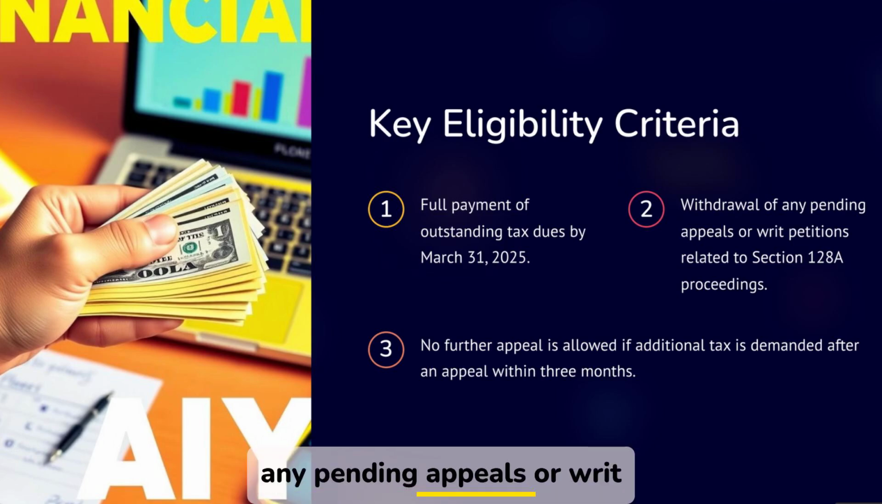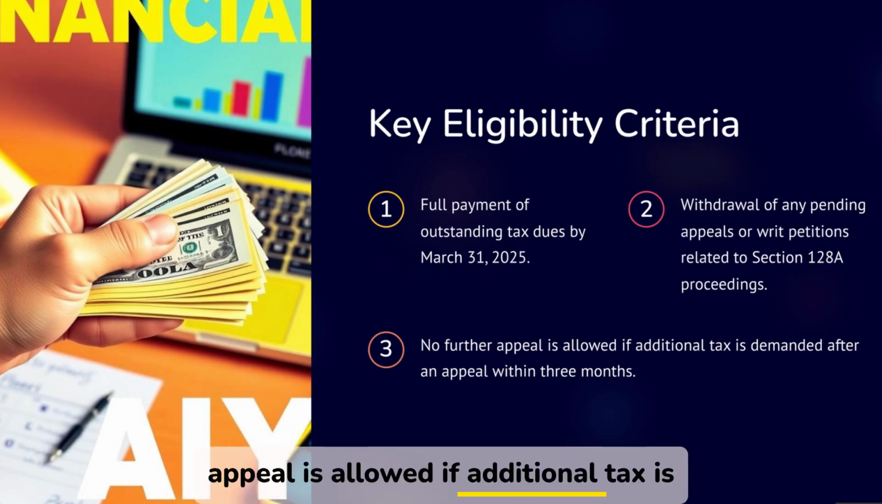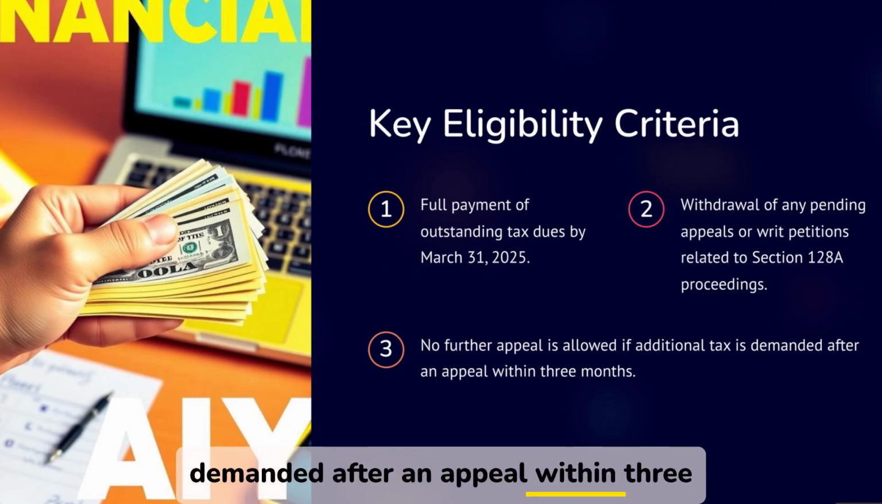Key eligibility criteria: full payment of outstanding tax dues by 31st March 2025. Withdrawal of any pending appeals or writ petitions related to the proceedings. No further appeal is allowed if additional tax is demanded after an appeal within 3 months.